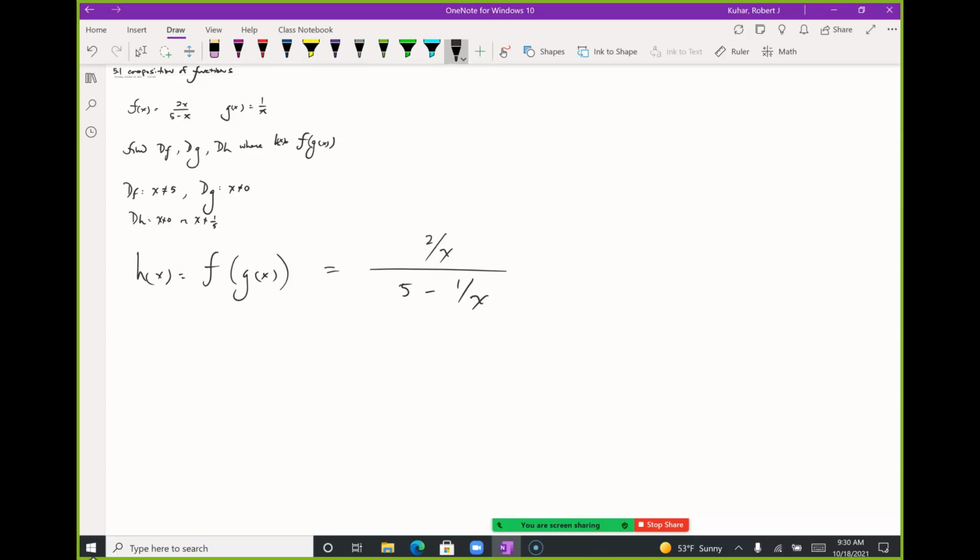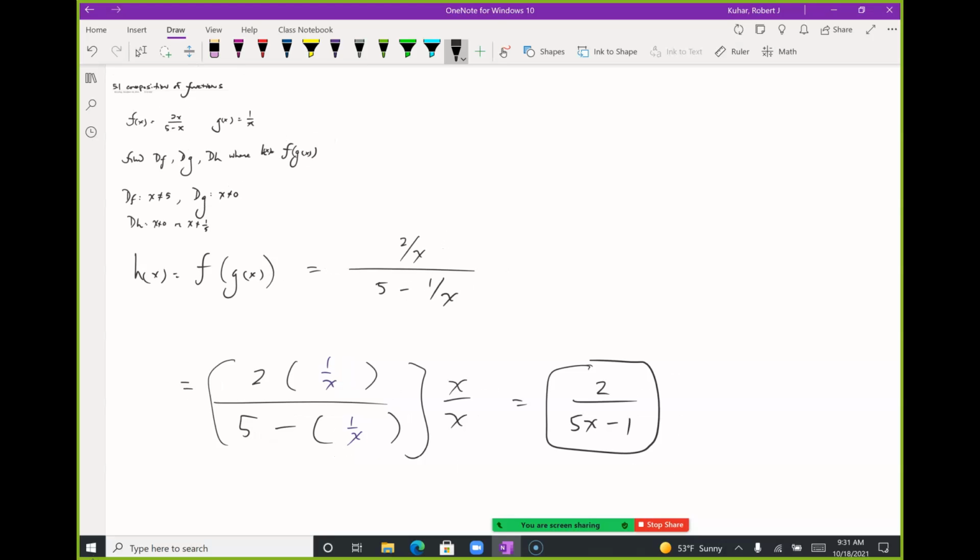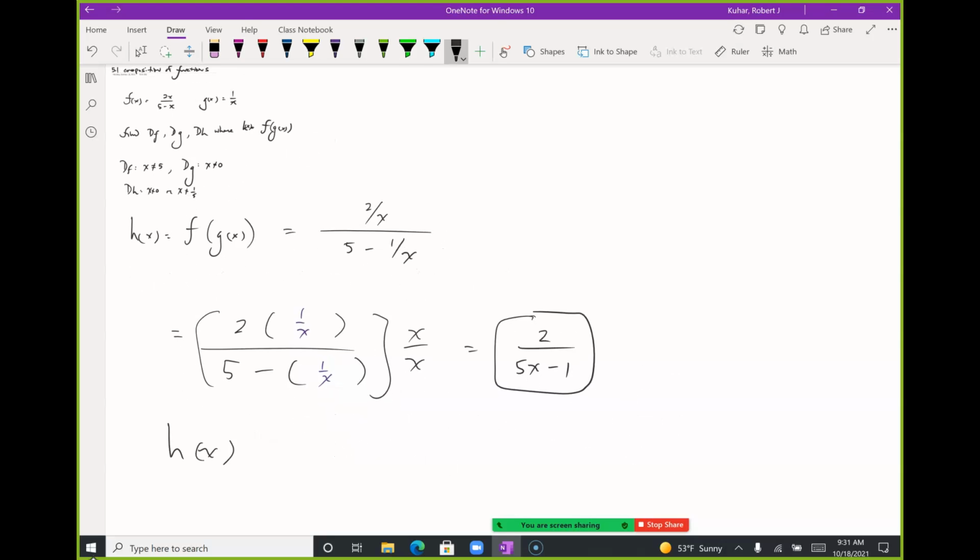So we want to have a single factored numerator and a single factored denominator. Watch me do this. I have 2 times x over 5 minus x, with empty parentheses, and I'm putting in my other function. I agree with what you have, but then I want to get rid of my interior denominators. So I'm going to clear fractions with an LCD, just like I did in the difference quotient. So I get 2 over 5x minus 1, and there is my composition.